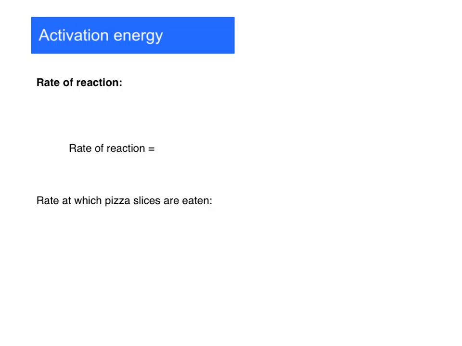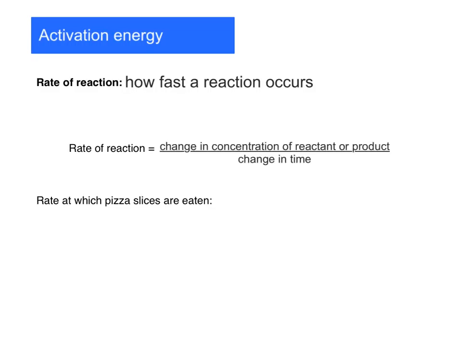Okay, so now I've alluded to this rate of reaction. So what actually is the rate of reaction? So the rate of reaction tells us how quickly the reaction happens, but we measure it based on the amount of reactant used up in a particular amount of time. So we can calculate the rate of reaction using the change of concentration of reactant or product divided by the change in time. So let's take a look at an example using pizza.